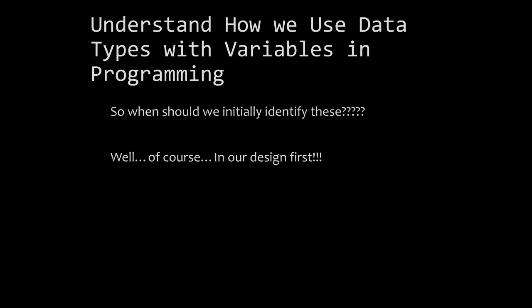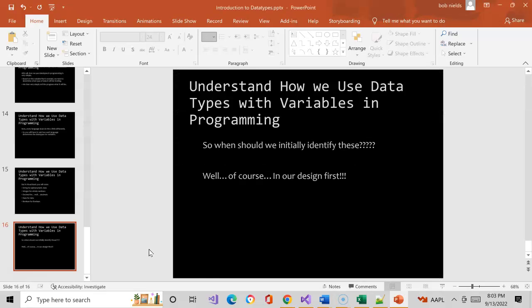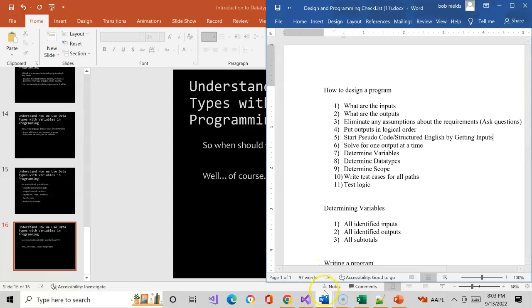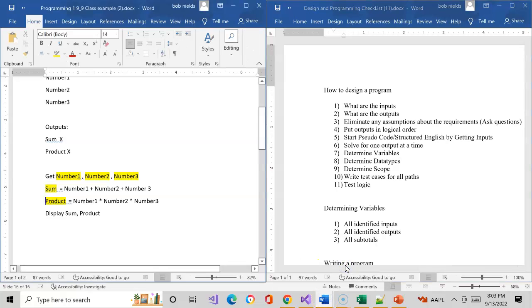All right? So, we just declared our variables, so I'm going to ask this question. When should we initially identify these data types? And I hope you're screaming at me right now and saying, Bob, it's when we design this thing. And the answer is, you are right. Way to go. I'm proud of you. And so let's go back here and let's pull these things up. So we get down to number 8 here on this list, and we determine data types.